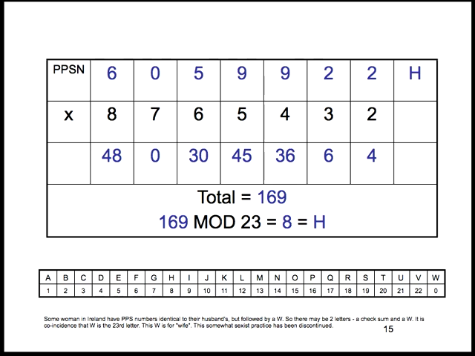So someone might be 6059922HW. This could be Mr. Smith, and Mrs. Smith would be that number with a W at the end. Now that's being phased out.